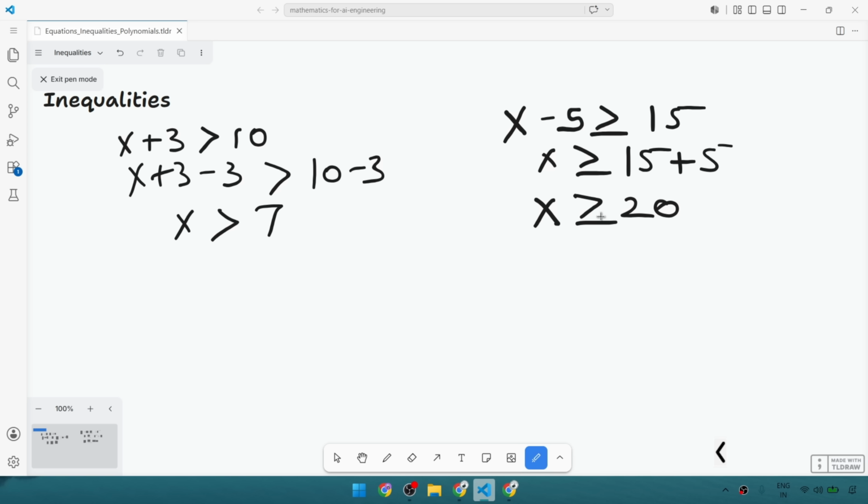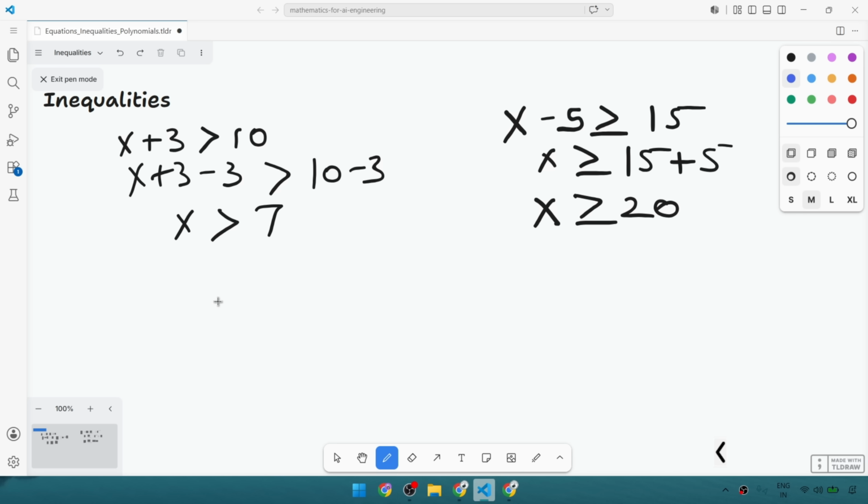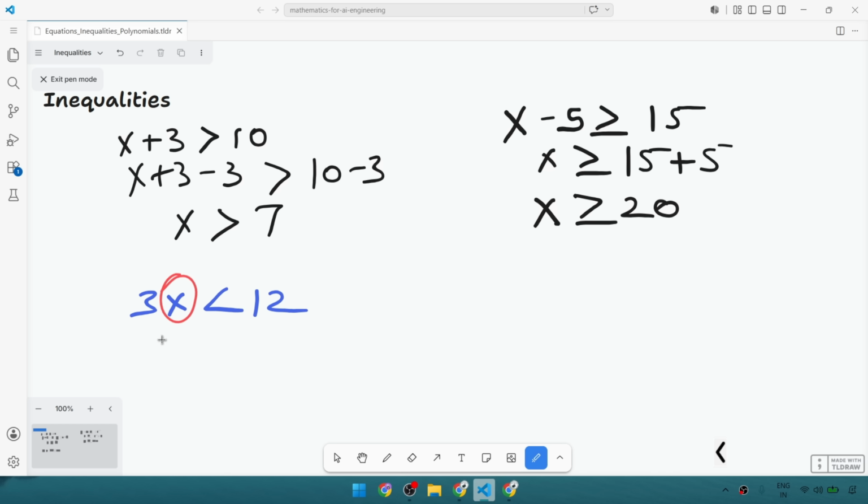So there can be infinite values for x now. Now here we will have one more example. So here we have 3x less than 12. Now how to solve it? We need to follow the same rule like the equation. Here we need to get this x alone.